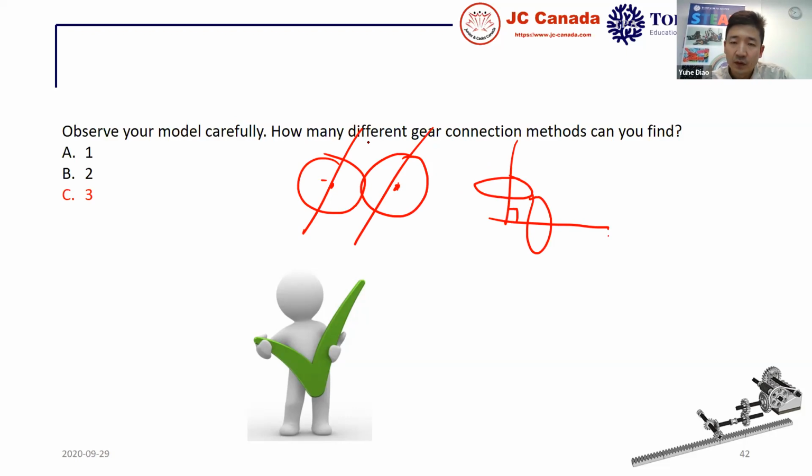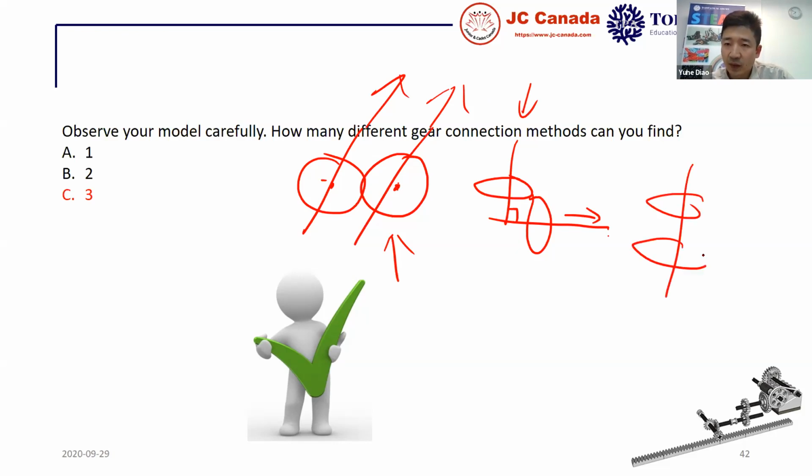For the first one, we don't change the direction, right? Both go this way. But the second one, we change the rotation direction, right? We have a right angle. And the third one is this one. This is called concentric.